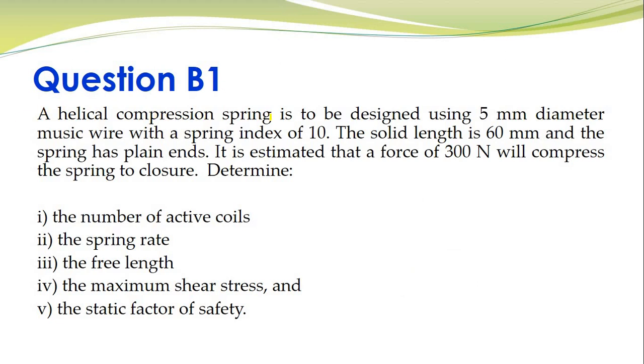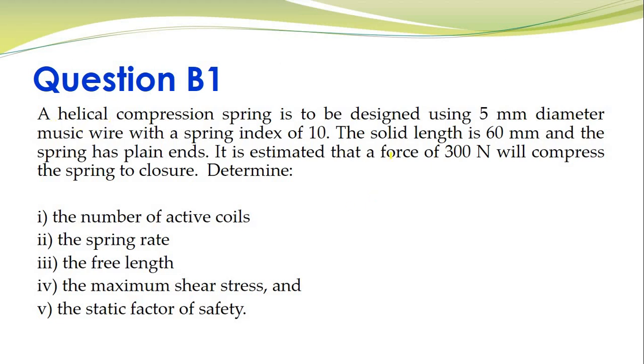So a helical compression spring is to be designed using 5 mm diameter music wire, which has a spring index of 10. Solid length is given as 60 mm, and the spring is having ends which are plain in nature. It is estimated that a force of 300 Newton will compress the spring to closure. So you have to determine the number of active coils, the spring rate, the free length, the maximum shear stress, and finally the static factor of safety.